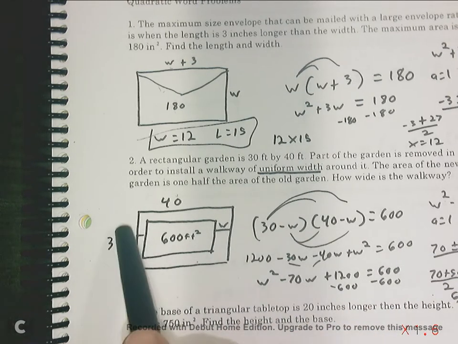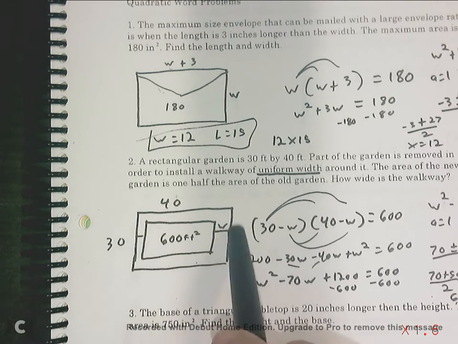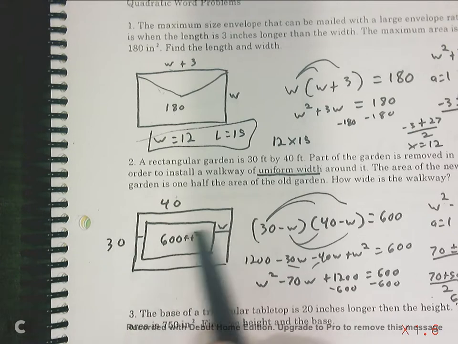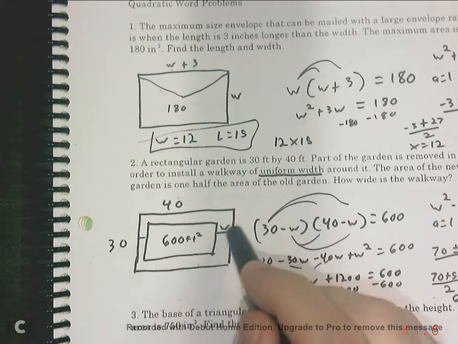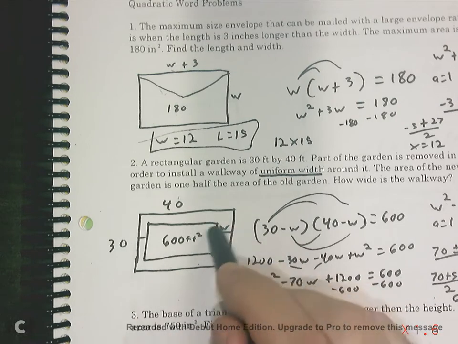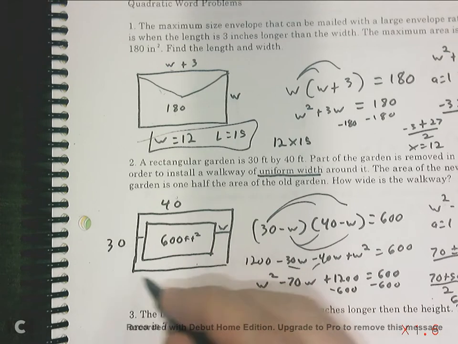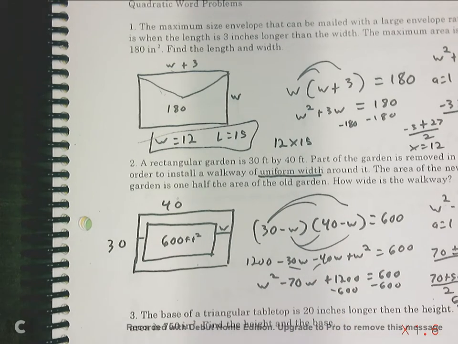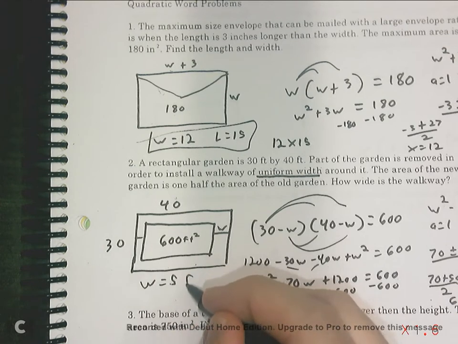But 10, if I look at the width, it's happening twice, right? If I look at 10, I'm basically taking 10 away from each side here, right? But the actual width would be half that because it's happening twice. So my actual width is going to end up being 1/2 of this answer. So the width is actually going to be 5 feet.